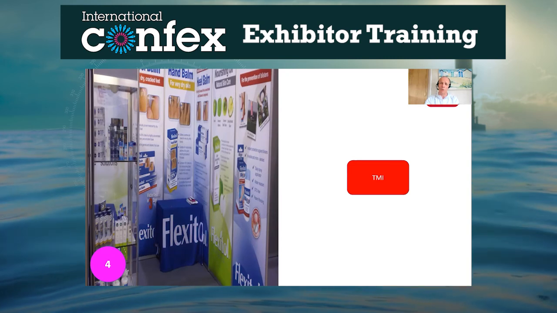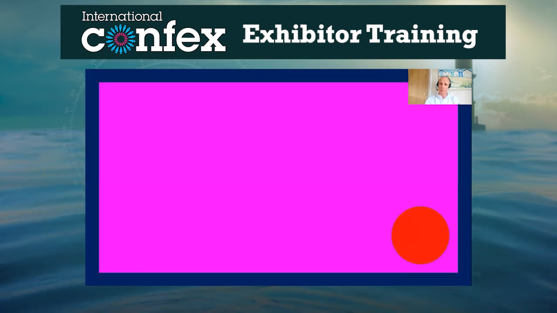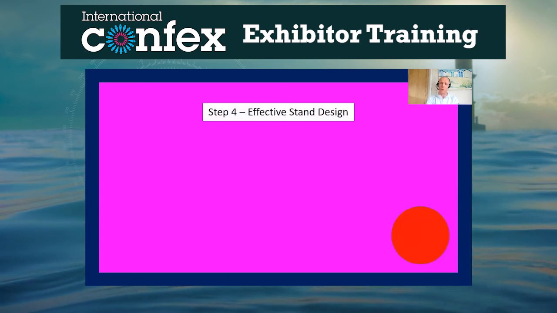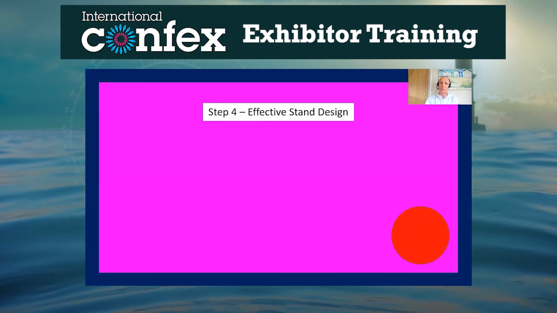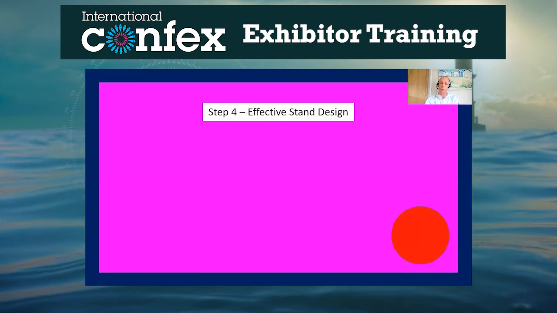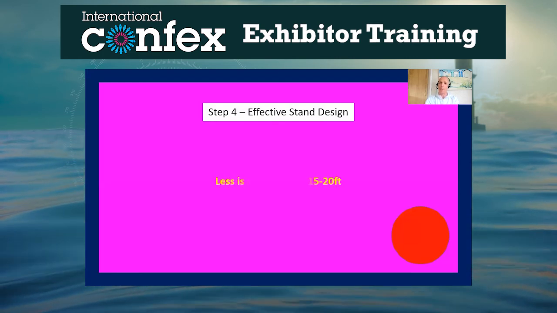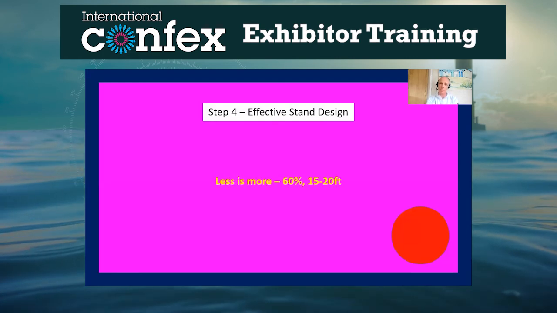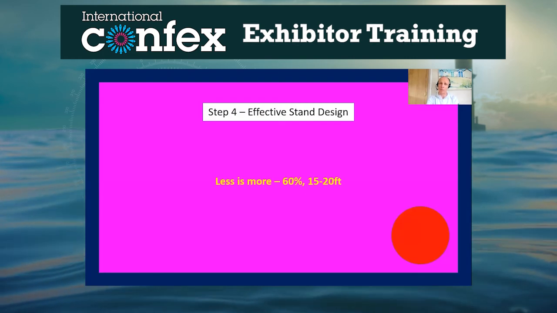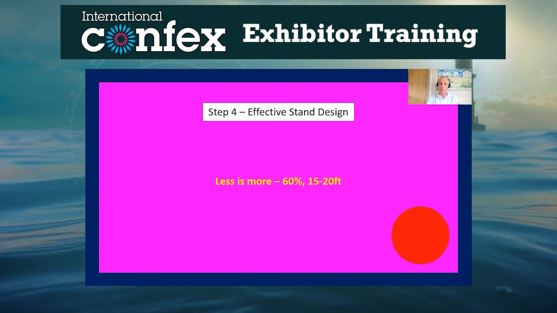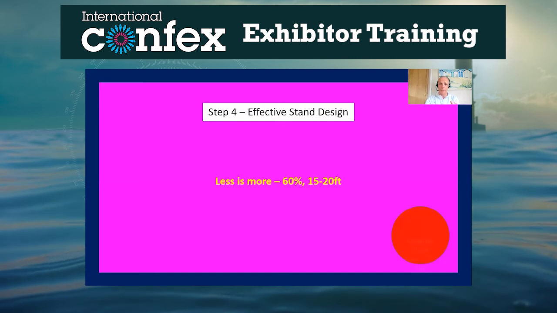And it's very, very important in stand design that we think about our customer. We don't think about ourselves. So my tip number 4 is with regards to effective stand design. Think about what works. Think about what's going to work for your customer. Think about what's comfortable, what's more likely to make them stop. And we talk about this idea of less is more: 60% of your floor space free for visitor access, and your graphics readable and visible from 15 to 20 feet away. And this is something we need to think about.